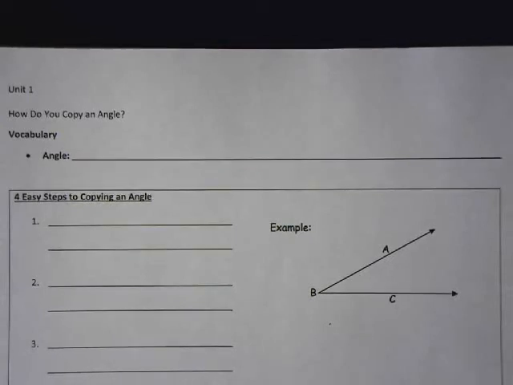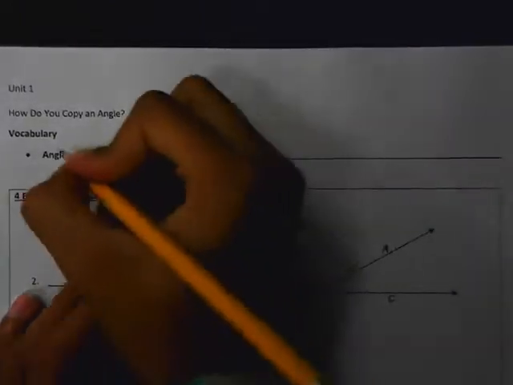Alright, so for this video, the goal is for you to know how to copy an angle. There's one vocabulary word that we should already know, and that vocabulary word is angle. So what is the definition of an angle? Two rays joined at a common initial point. Beautiful, thank you.